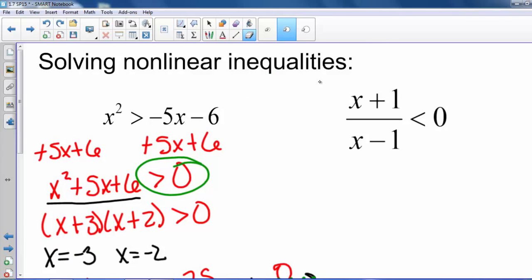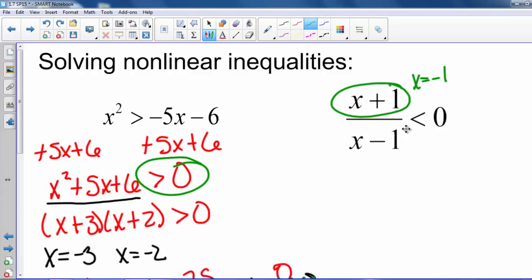Now for quotients, we can do the same thing. So this is already, we have 0 on the right by itself. So we're going to determine what values make this 0. So that's at x equals negative 1. And the value that makes x minus 1 0 is x equals 1. We should also note that this inequality can never equal 1 because 1 gives us a 0 in the denominator, so it's not in our domain.